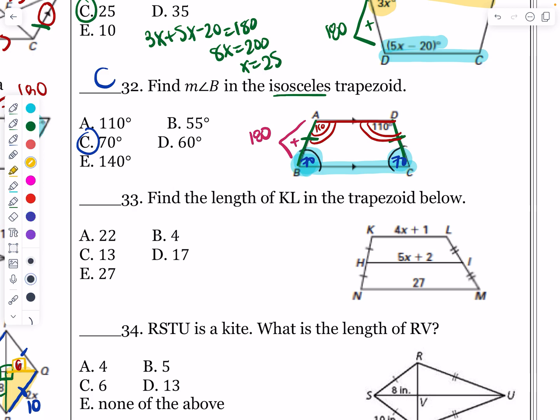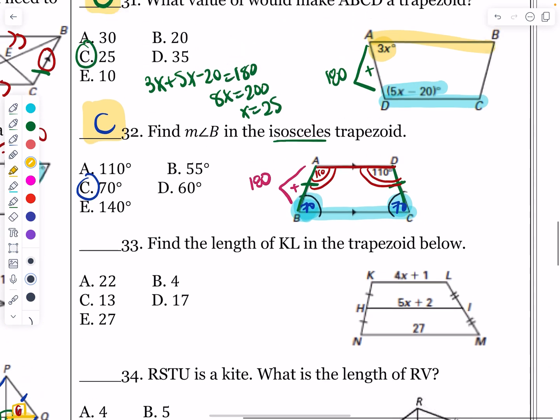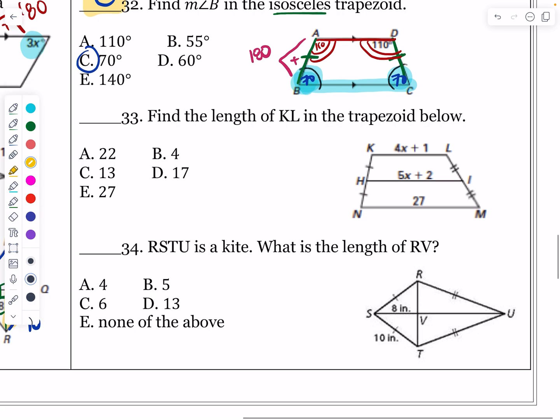So because it told me isosceles, I knew the legs were congruent, and then that meant that the base angles were congruent as well. Okay. All right, another trapezoid. We're all about trapezoids, so you can tell this last section has a few trapezoids in a row and then a kite. So it says to find the length of KL, which is this piece right here, in this trapezoid.